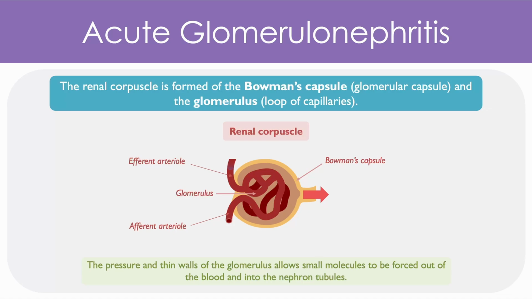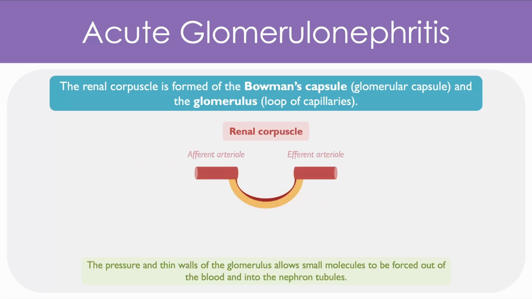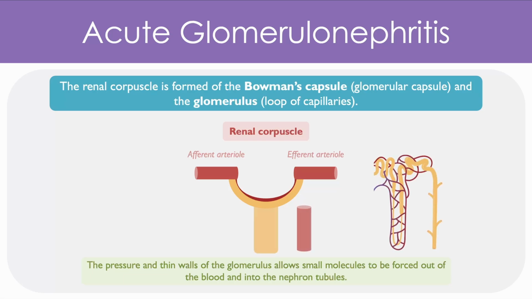To make things easier, we're going to simplify the structure of the renal corpuscle to look like this instead. Again, we have the afferent arteriole, which brings blood in, the glomerulus in the middle, and the efferent arteriole, which takes blood out. The remainder of the tubules and the blood vessels surrounding the tubules we're going to simplify like this. So in essence, we have the entire structure of a simplified nephron here.